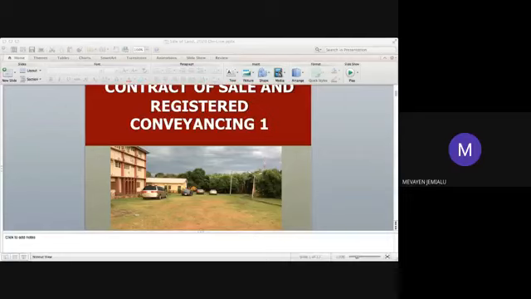Now we go on to look at types of contracts of sale of land, which we'll be looking at when we come back from our break.